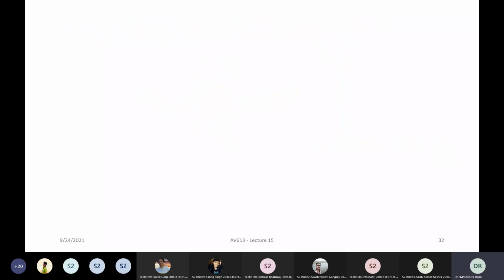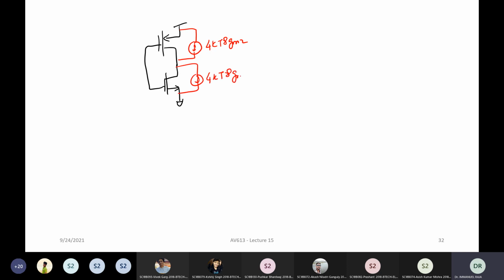Now, what about noise? You have two transistors like this, so you are going to have two noise components. This is 4kT gamma gm2. This is, let's say, 4kT gamma gm1. And let's say you have a flicker noise component here, Kp by WL Cox f. This is Kn by WL Cox f. Now, what is your i_n,out squared? Can you tell me?